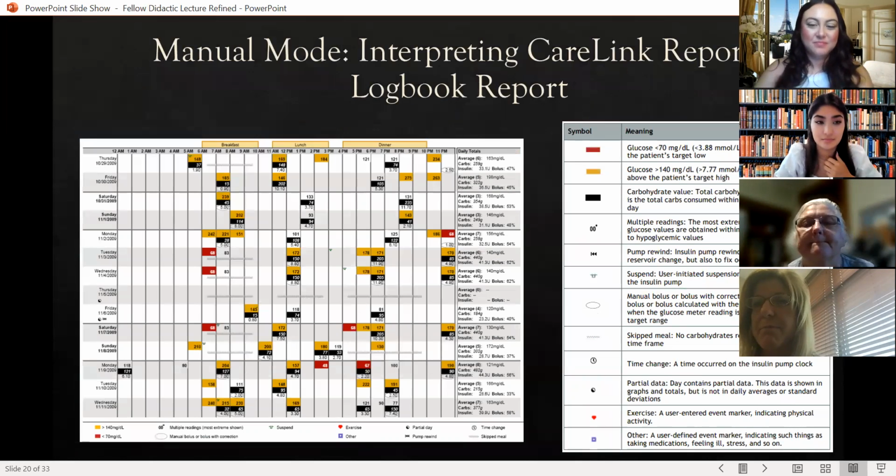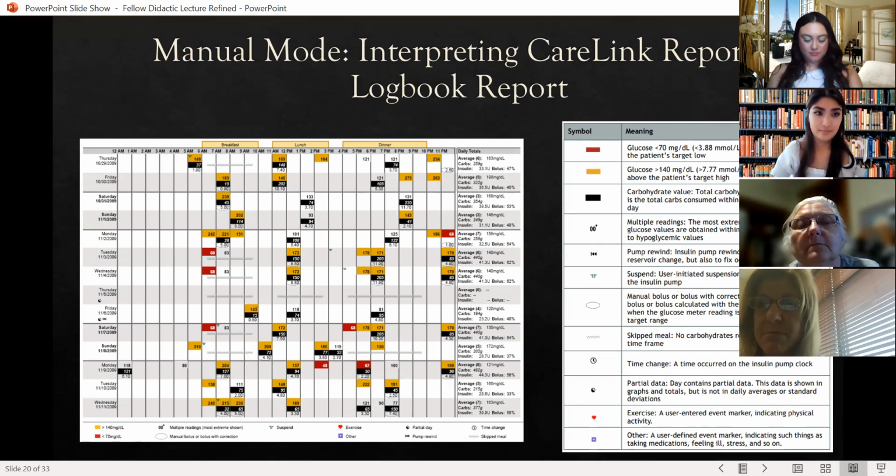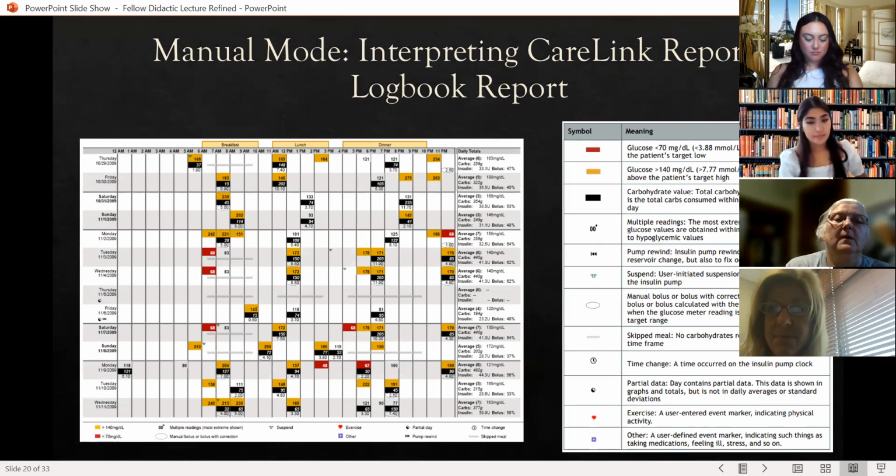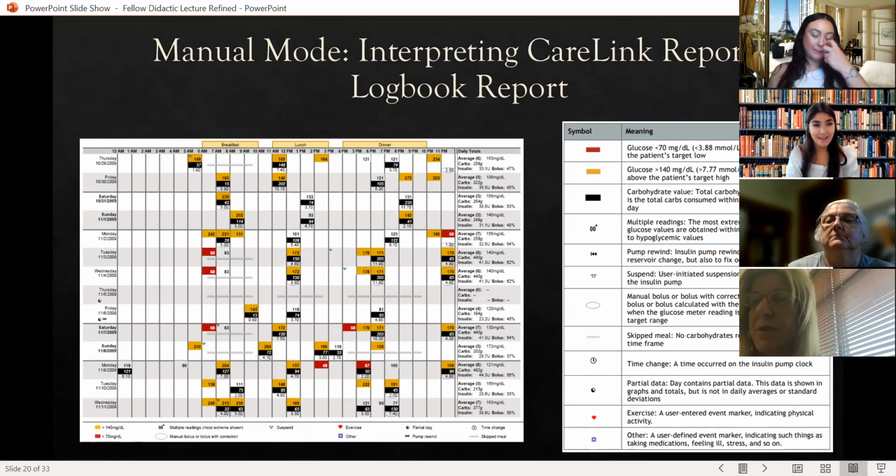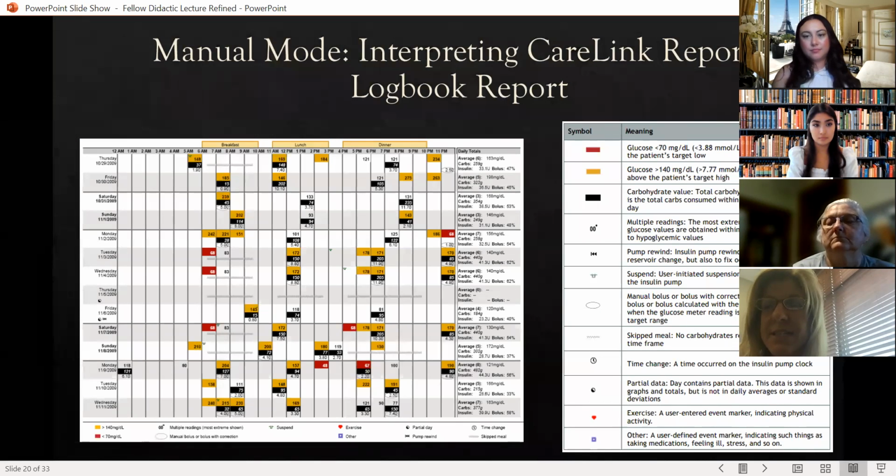This is another manual mode report. I tend to use it a lot. I just brought it up here again, showing you that everything has a symbol and can tell you if you're a color-coded person. This isn't a very good report because there's lots of yellows, and yellow means you're above goal. It means you're above the 140 that's set for this patient as far as targets. And then you can see there's some blood sugar numbers that don't have the yellow or the red, and those mean they're at goal. And there's not so many of those.